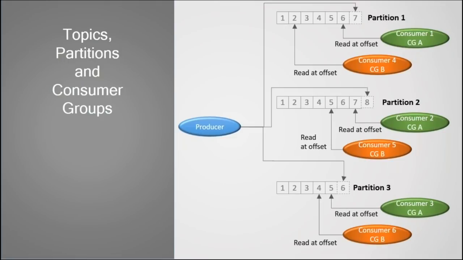So here's an example of the 3 partitions and the producer appending messages to the end of each partition. We have the 2 consumer groups and the 3 consumers. Each consumer can be reading at a different offset, and that's fine. They're completely independent.